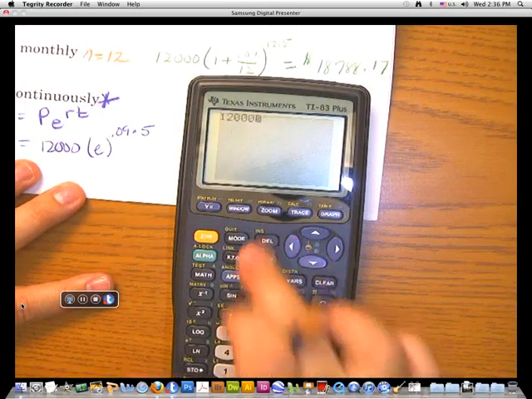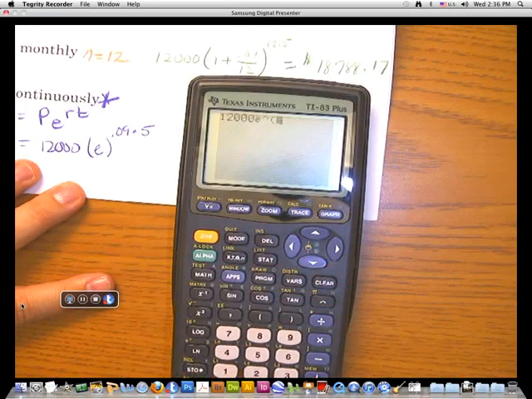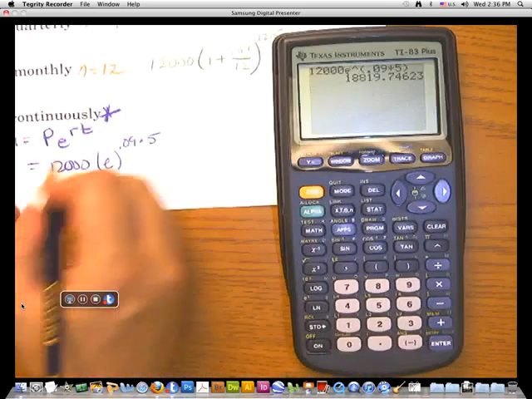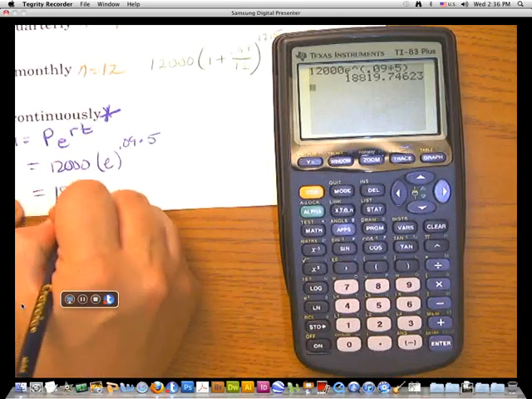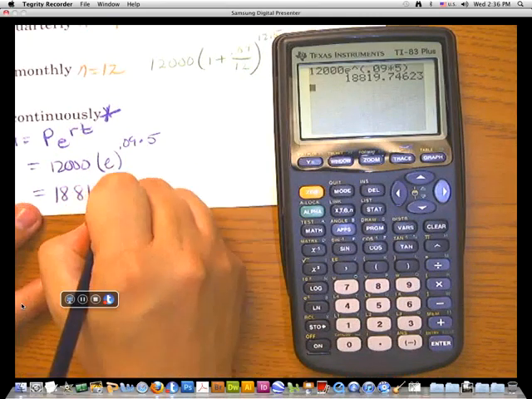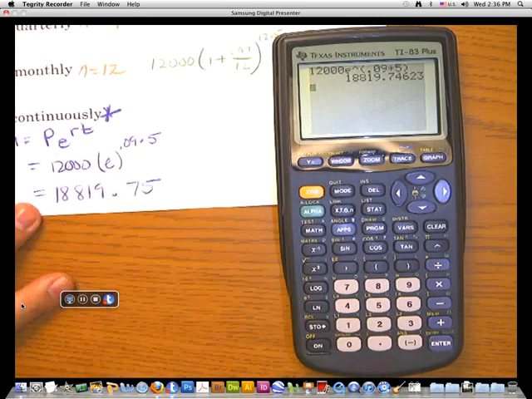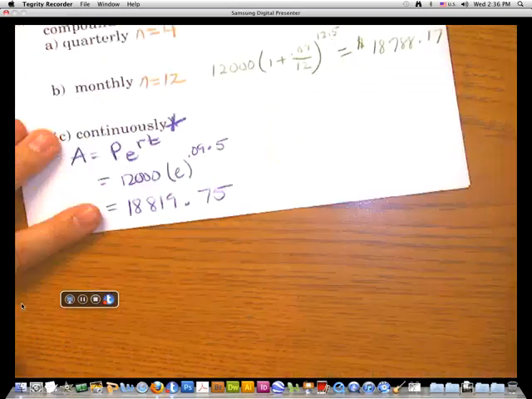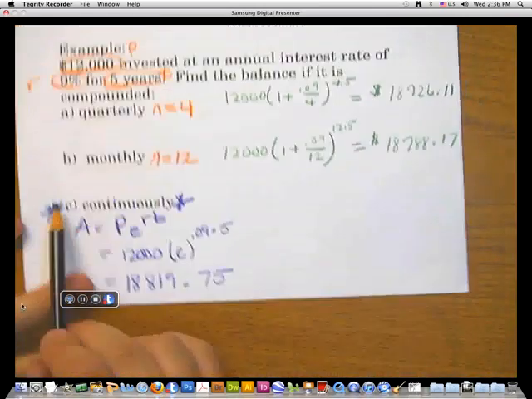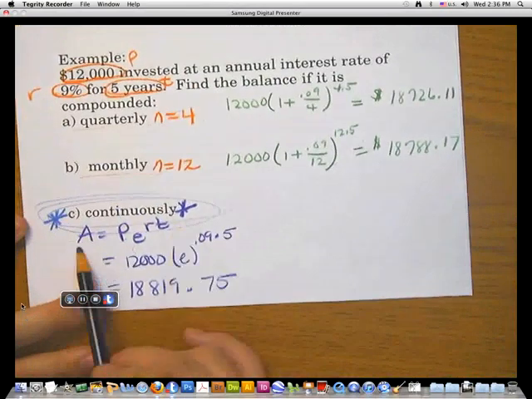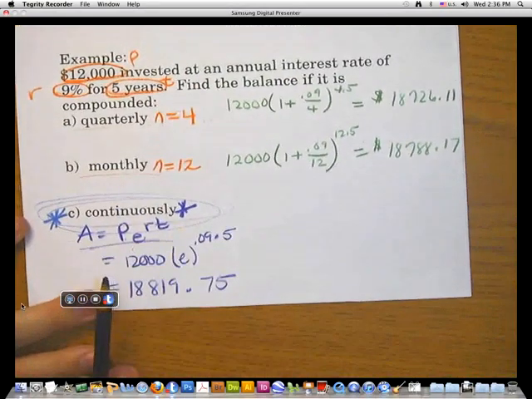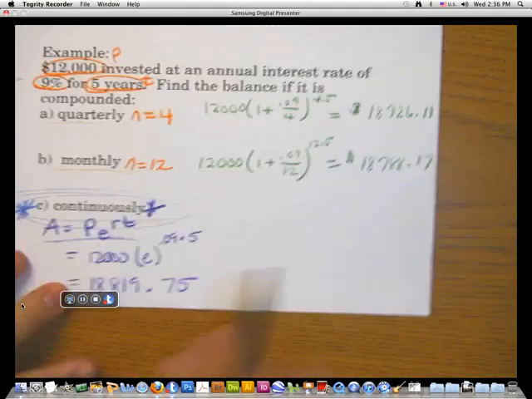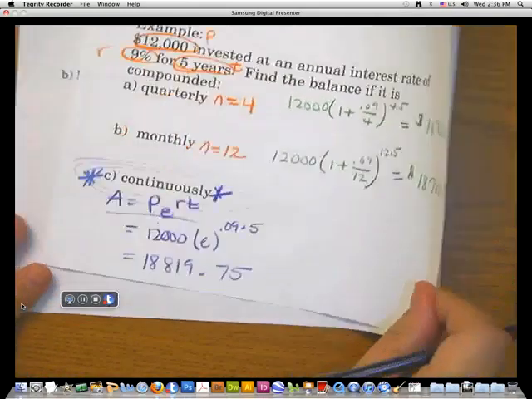12,000 E to the 0.09 times 5. And we get $18,819.75. So mark it, star, highlight it. Continuous is a different formula. It's the formula with E in it. And you will see that again.